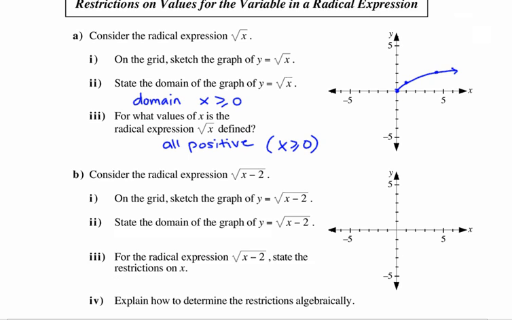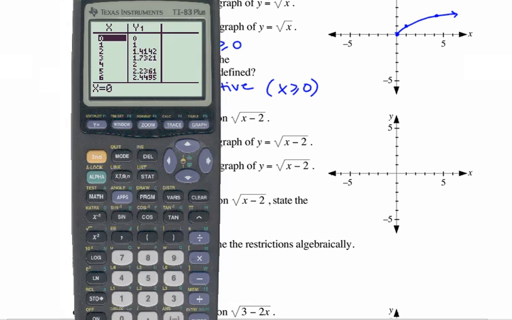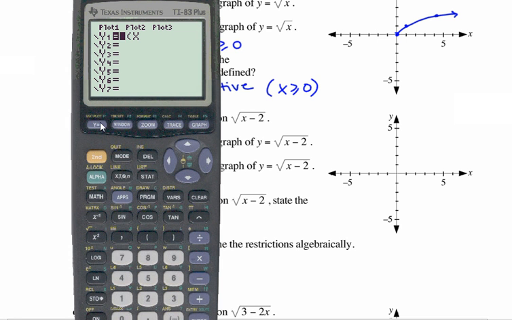All right, let's look at the next graph. On the grid, sketch square root of x minus 2. Grab your calculators, go back to y equals, second, x squared, x minus 2 bracket, and graph it. Push the graph button. There it is. You can go to second graph to get some tables.